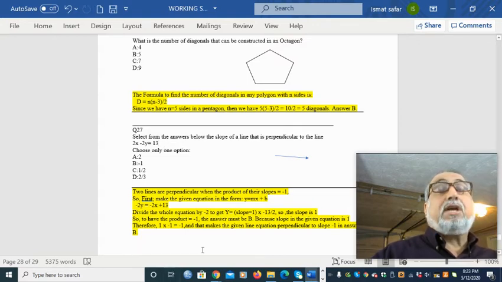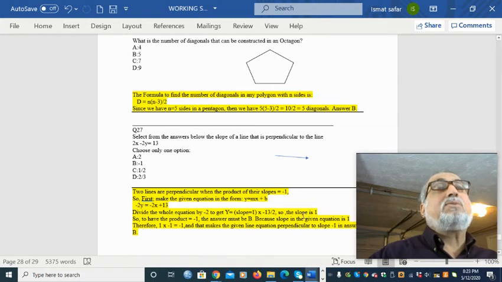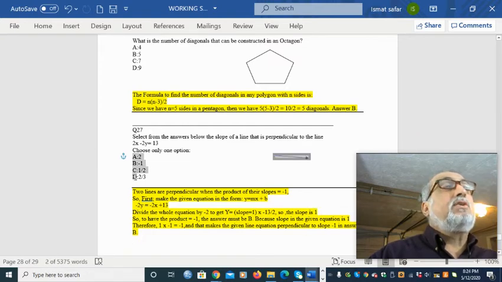Now, to get the perpendicular line, we need to multiply this slope by one of the options to get -1. So if we multiply this one by which option to get -1, the answer is B. The answer is B right here.